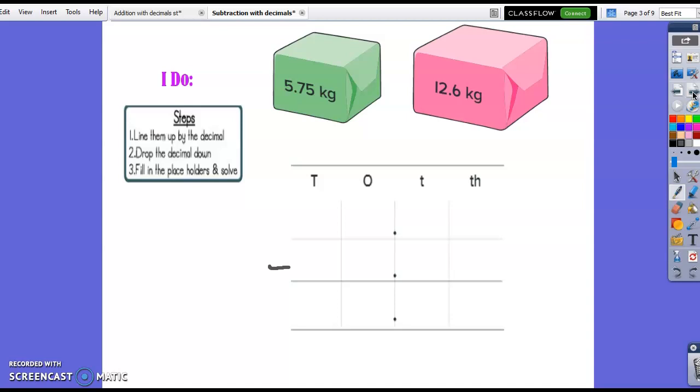So first thing I'm going to do is I'm going to look at these two problems that are here. I have 5 and 75 kilograms, and I have 12 and 6/10 kilograms.